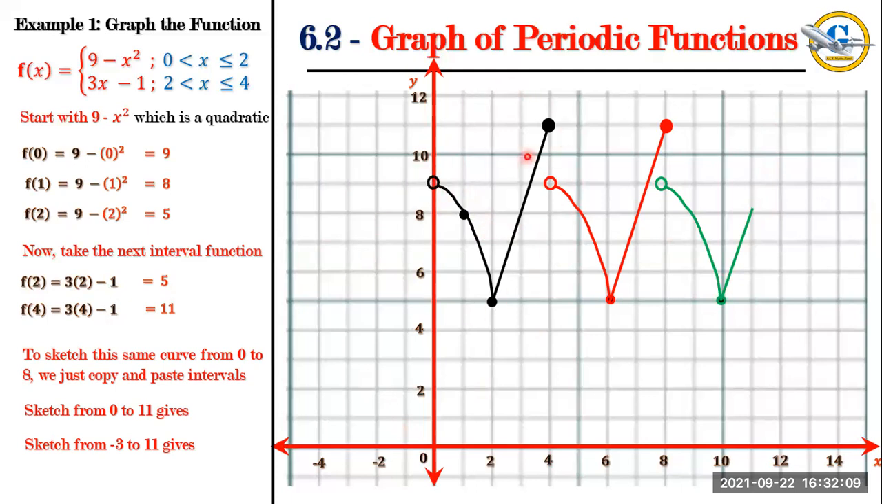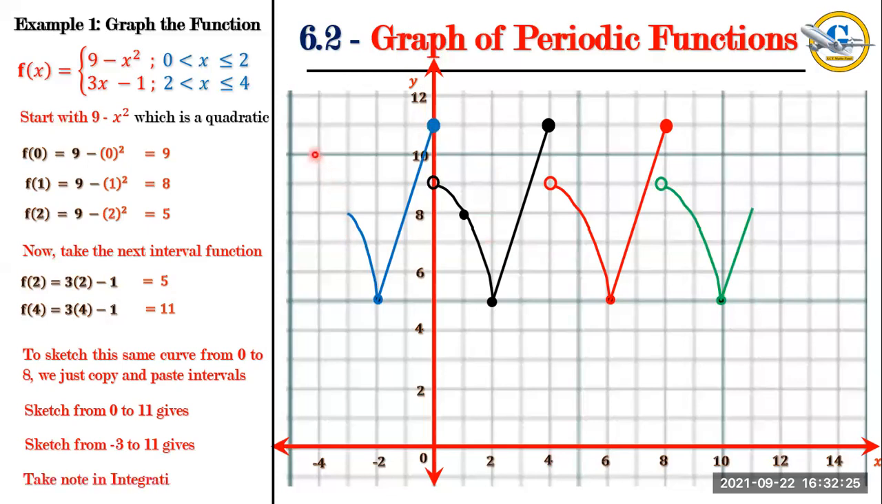But since I'm going backwards, I'm going to start copying from this point, as you can see, and copy this function backwards. So as you can see, that's a point. Start copying from here. Then I end at -3.